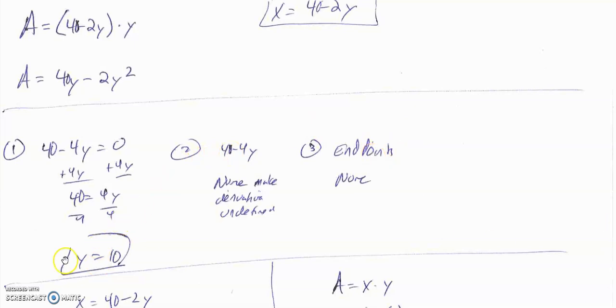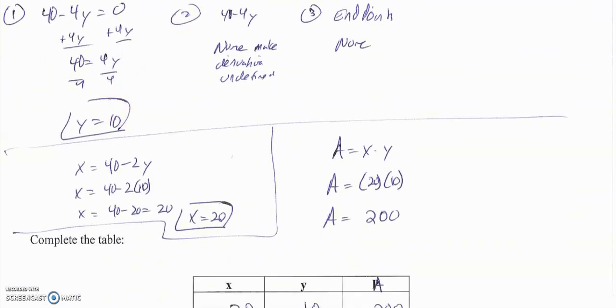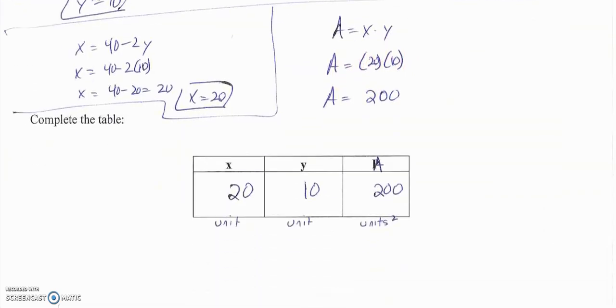To find x now, we can use x equals 40 minus 2y, plug 10 in for y, and that will give us x. So 40 minus 2 times 10, x equals 20. Now that we have x and y, x is 20, y is 10. The area is 20 times 10, which is 200. Therefore, x is 20 units, y is 10 units, and the area would be 200 units squared.